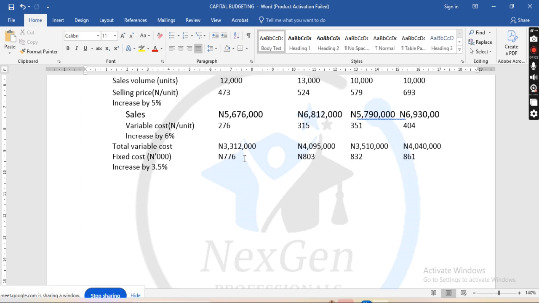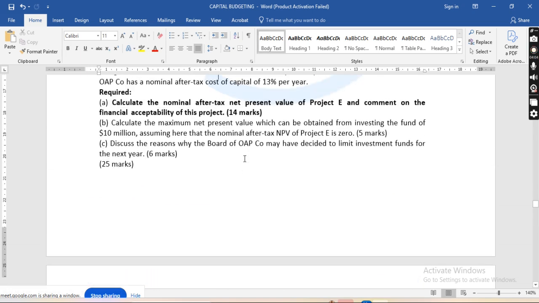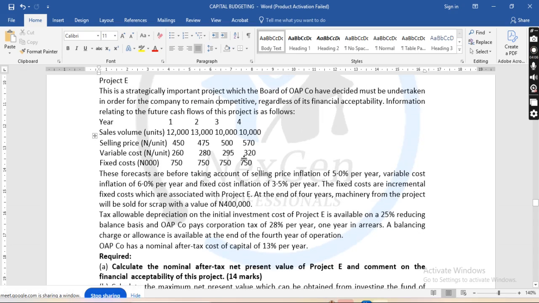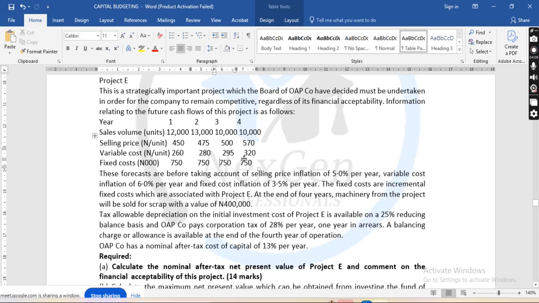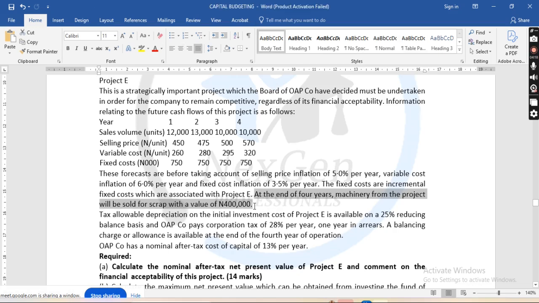Having calculated this, the next step is, you can see the way we are following this question. Now, at the end of the 4 years, machinery from the project will be sold for scrap at 400,000. In some questions, you may be told that you need to increase this scrap value. But in this question, we're told it will be sold at the end of the year. That is the scrap value.